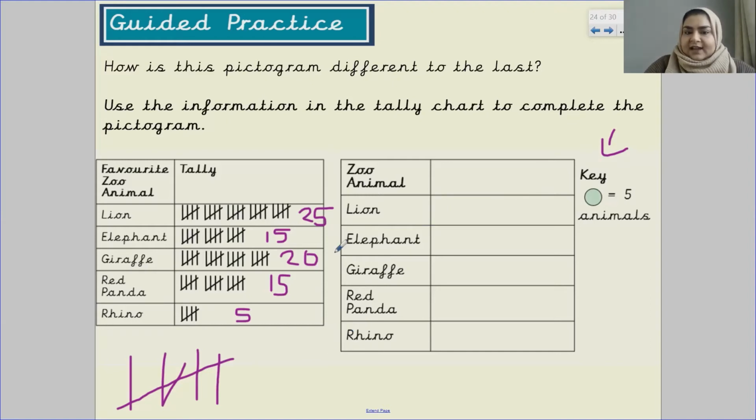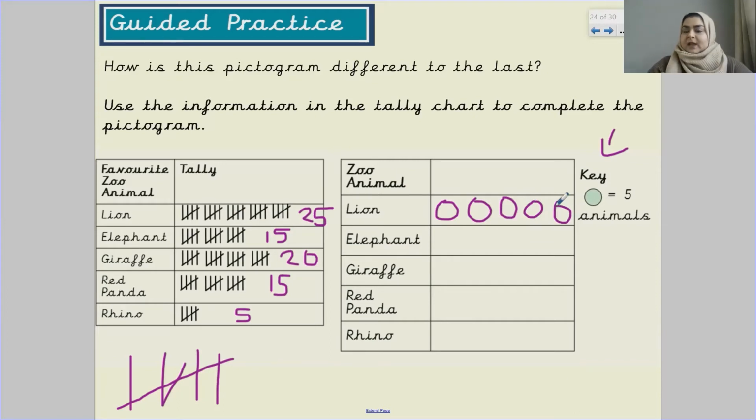So if I do 25 divided by 5, yeah, let's count. I'm going to count with my fingers now. So if I do 25 divided by 5, let's see how many circles I need to draw. So I'm going to count in 5s until I get to 25. 5, 10, 15, 20, 25. So how many circles do I need to draw? Fantastic. I need to draw 5 circles. 1, 2, 3, 4, 5.